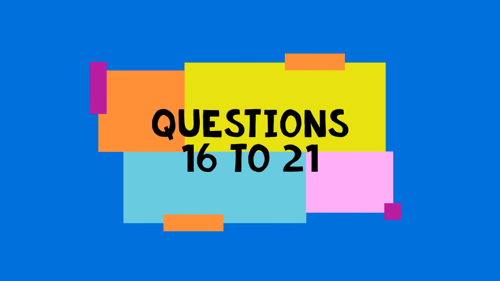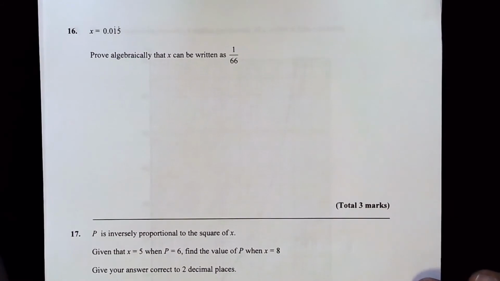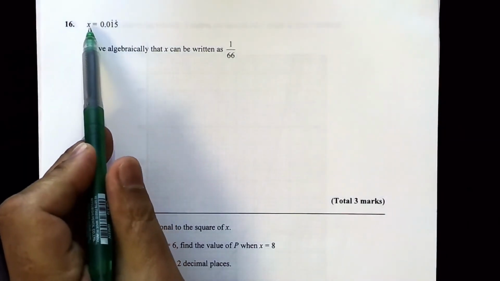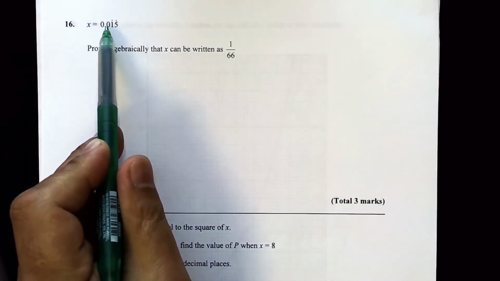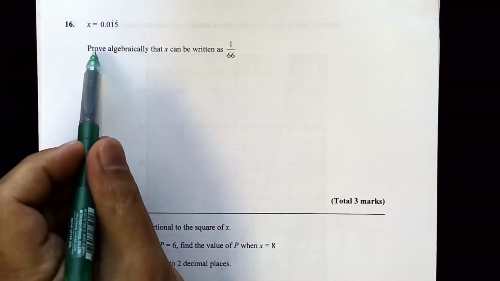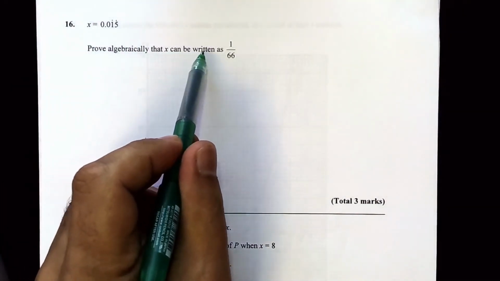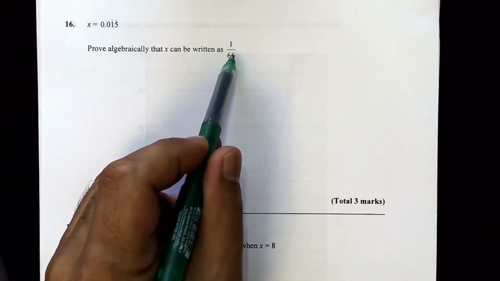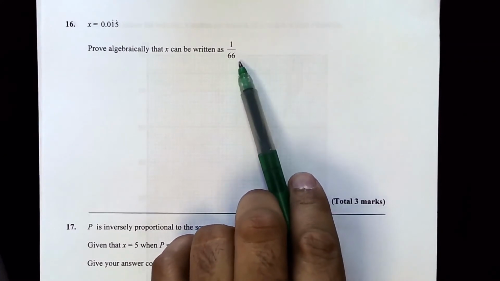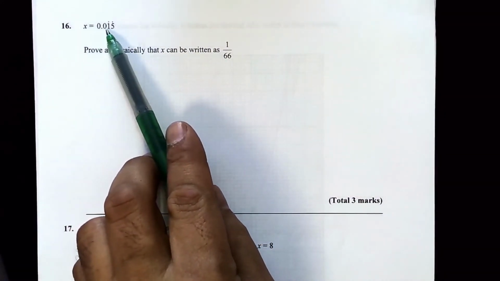Question 16 looks at recurring decimals. So again, they've given you that x equals 0.015 recurring, and the question reads, prove algebraically that x can be written as 1/66. And again, they've given you the answer, so what you need to do is show how you get from the question to the answer.